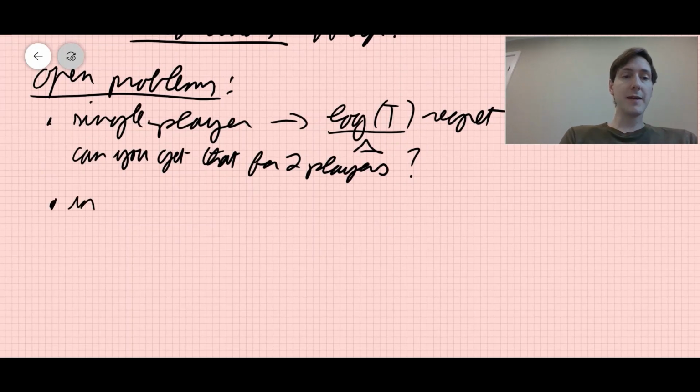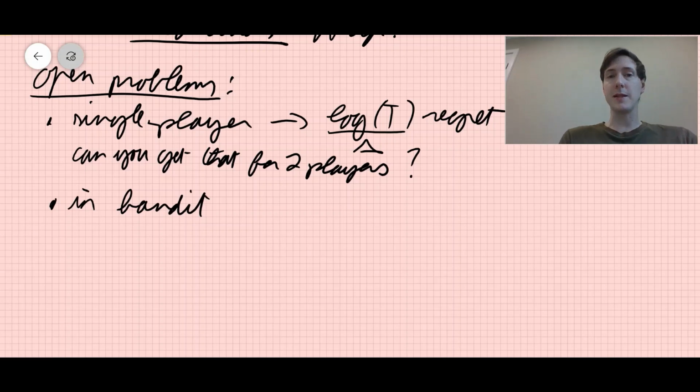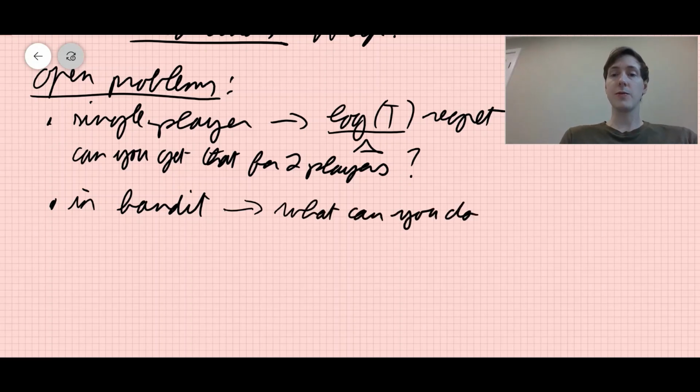Then in bandit, so I didn't really explain what is a bandit problem, but in bandit, instead of passively observing IID samples from all the actions, you only observe a sample from the action that you played. You can generalize the strategy that I explained, but the de-randomization does not work. So in bandit, the question is, what can you do without shared randomness? And that's a really good question to which I don't know the answer.